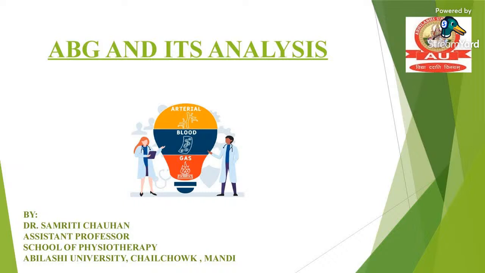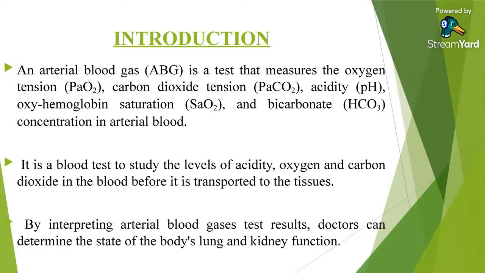So, before starting with the main content, I would like to explain what ABG is. ABG stands for arterial blood gas. It is a test that measures the oxygen tension, carbon dioxide tension, acidity, oxyhemoglobin saturation, and bicarbonate concentration in arterial blood. It is a blood test to study the levels of acidity, oxygen, and carbon dioxide in the blood before it is transported to the tissues in our body.